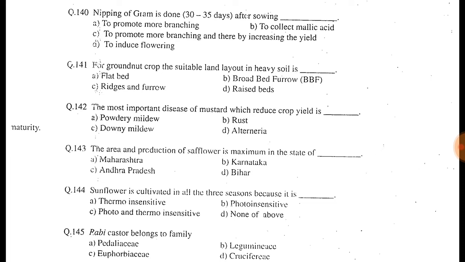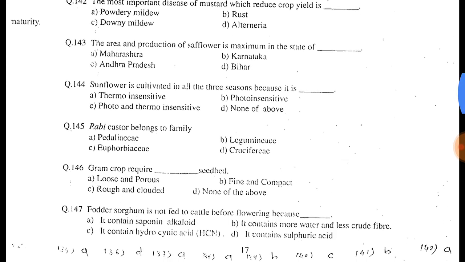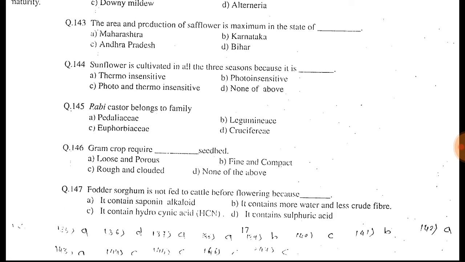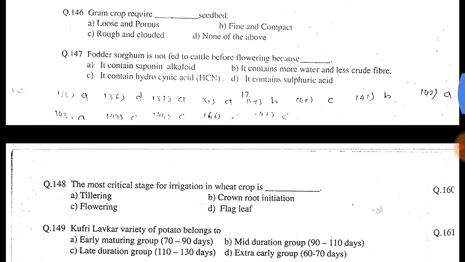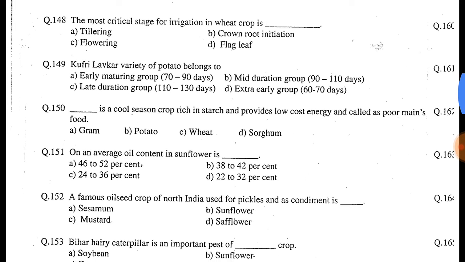143. The area and production of safflower is maximum in the state of Maharashtra. 144. Sunflower is cultivated in all three seasons because it is photo and thermo insensitive. 145. Rabi castor belongs to the family Euphorbiaceae. 146. Gram crop requires rough seed and cloddy seed bed. 147. Fodder sorghum is not fed to cattle before flowering because it contains hydrocyanic acid. 148. The most critical stage for irrigation in wheat crop is crown root initiation.